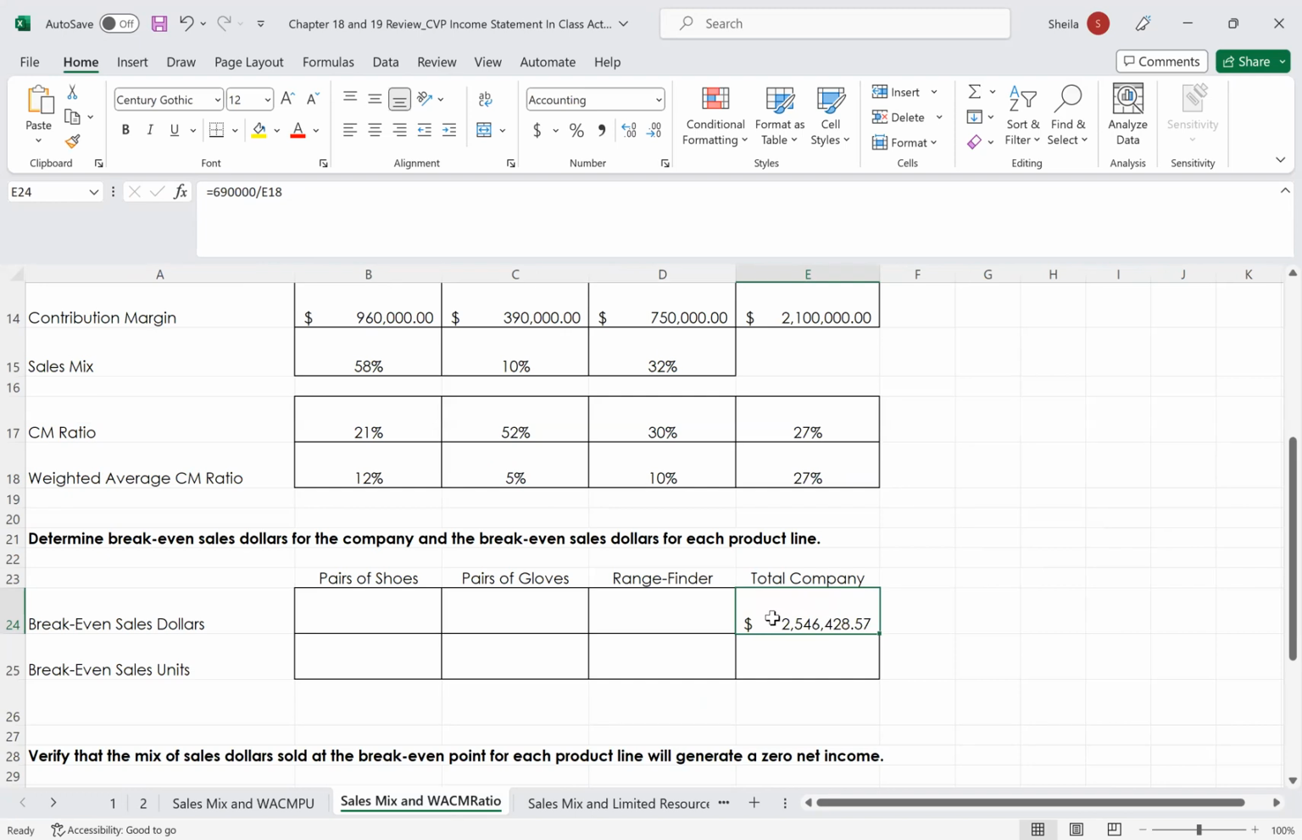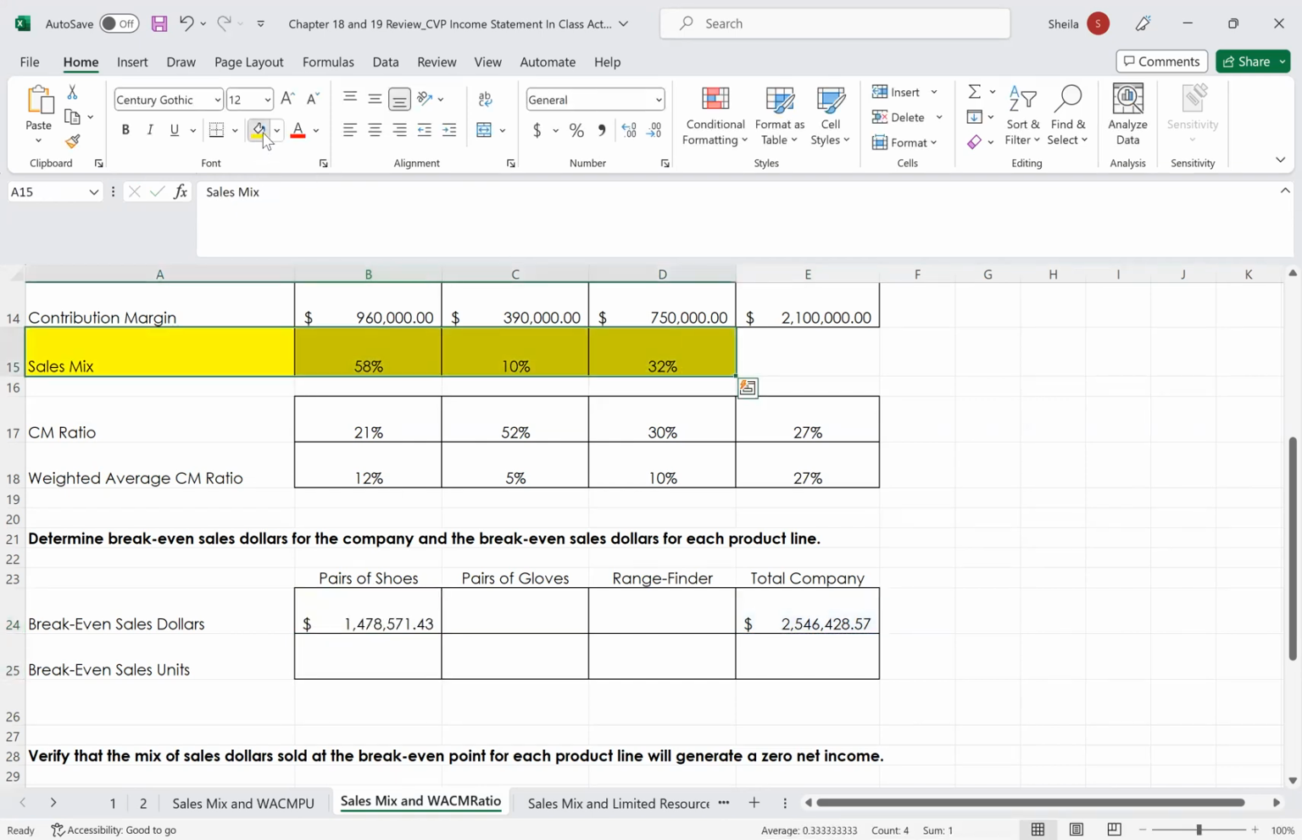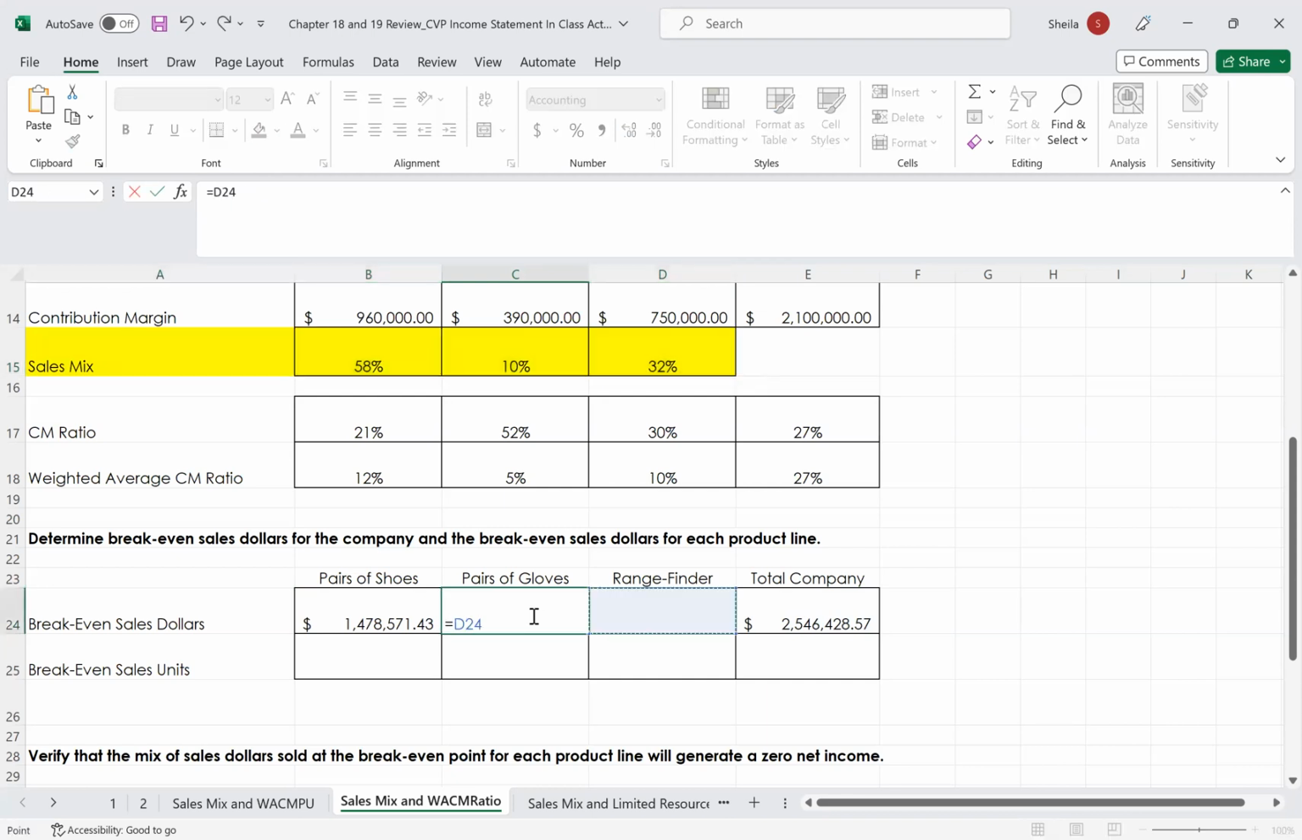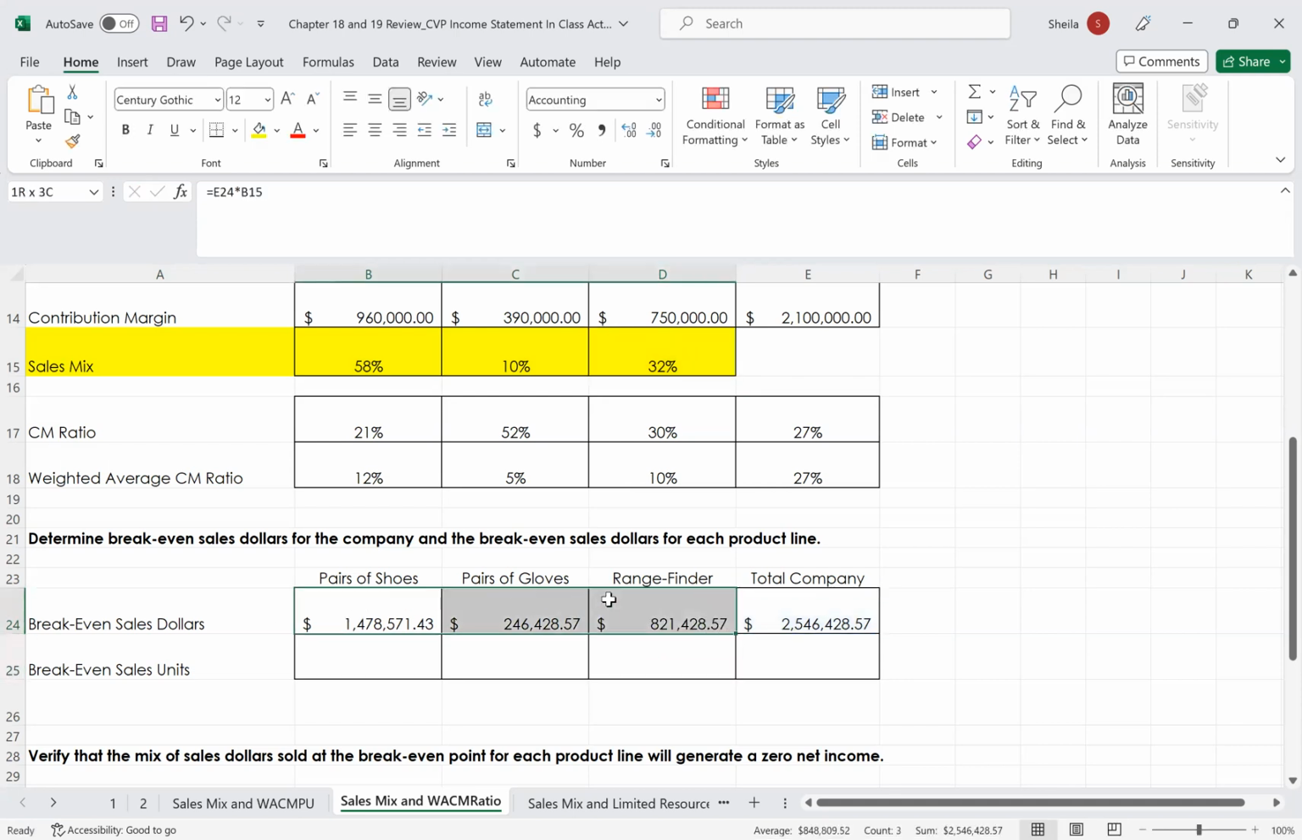Once I know that, again, I could take my total company sales times my sales mix. I always go back to that sales mix. Do the same for pairs of gloves, and I could do the same for rangefinders. Now let's just make sure. If I grab these and add them all up, look down here, 2.5, 46, 428, 57. And remember, we'd always round up just to make sure we're covering to get to that break-even point.